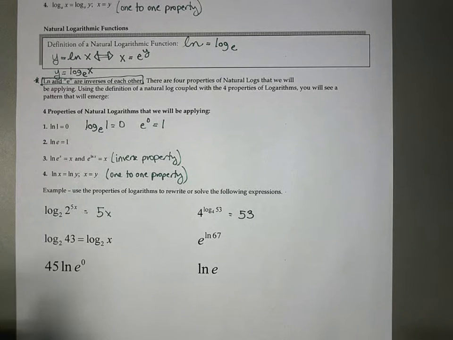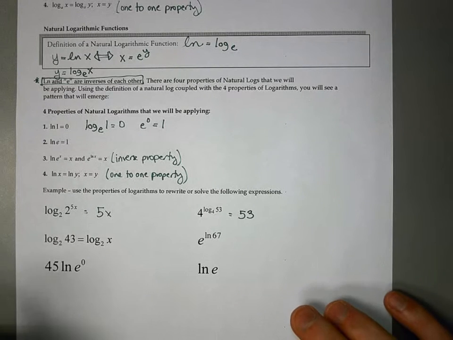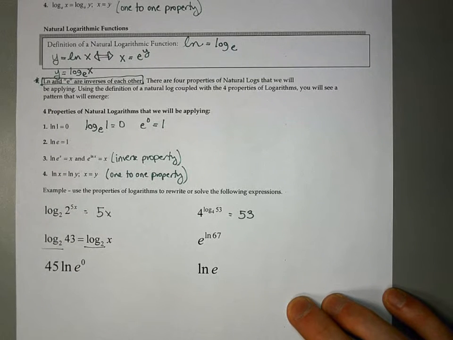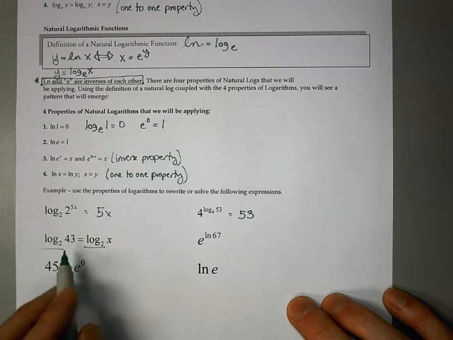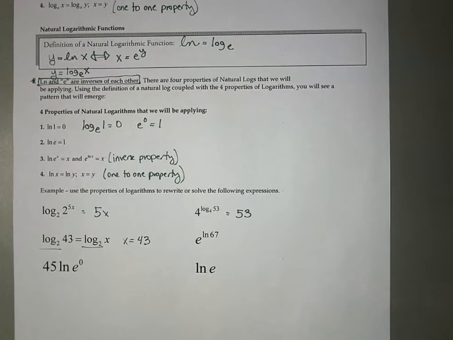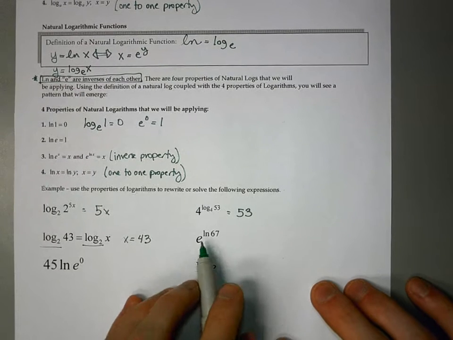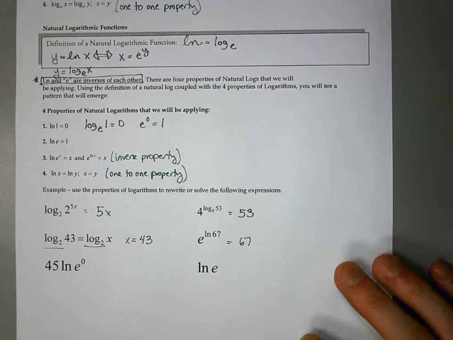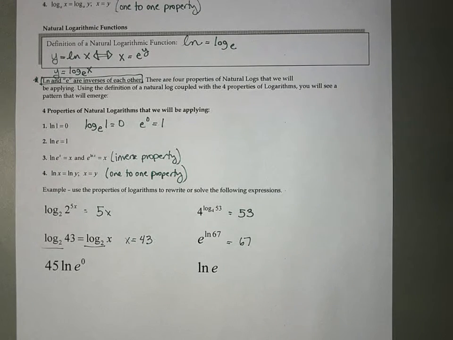The third example, log base 4 of 43 equals log base 4 of x. Since I've got the same logs right here, I can use the one-to-one property that says 43 is equal to x. The fourth example, e to the ln of 67. E and ln, once again, are inverses of each other. So I'm going to be left with 67.